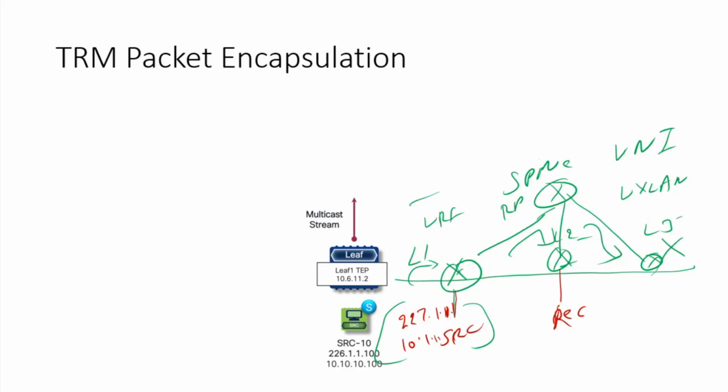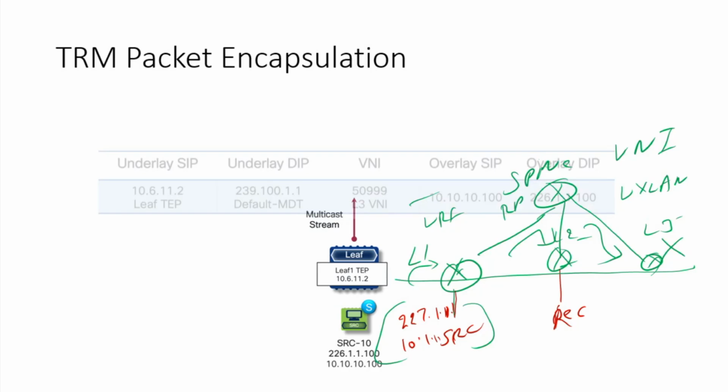But the question here is, if data MDT is so good, do we need default MDT? The answer to that is yes, because initially your traffic goes on that only. That's how your other receivers and everybody knows that this traffic is coming. All your control plane signaling, let's say, also travels on default MDT.